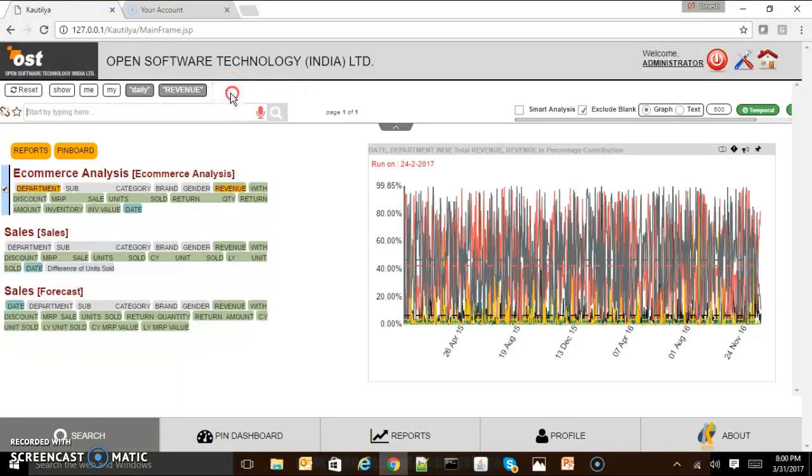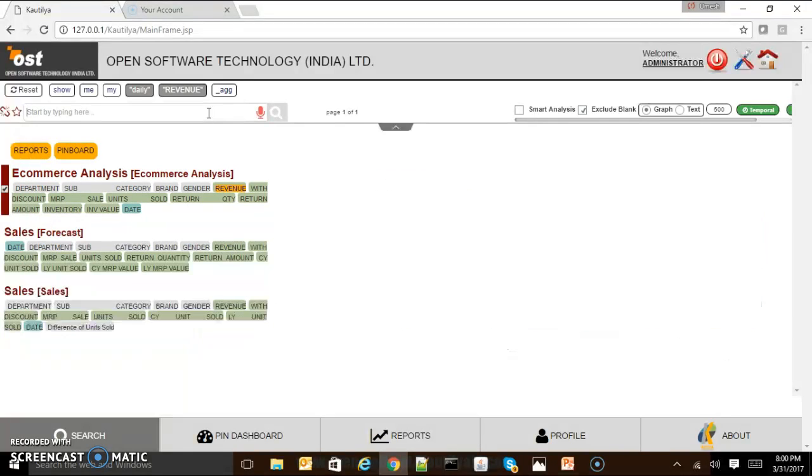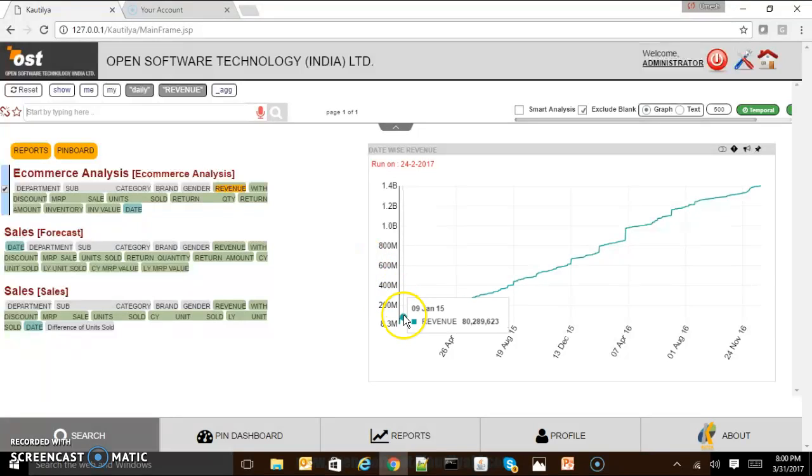What happens if I say I don't want to see my daily revenue on a daily basis, but what I want to see is how it's growing every day. So I want to see an accumulated version or an aggregated version. So all I have to do is write underscore aggregation, and it tells me for each day how much is my revenue and how it's growing.